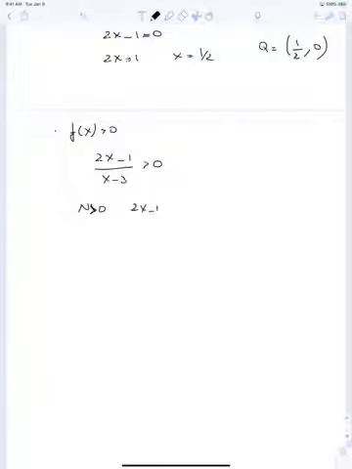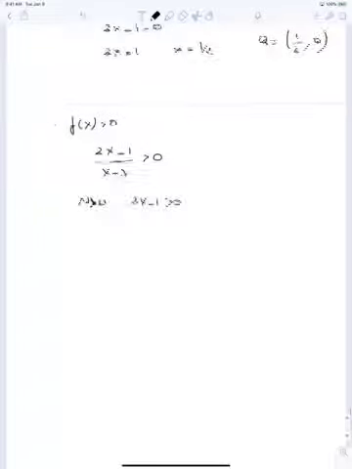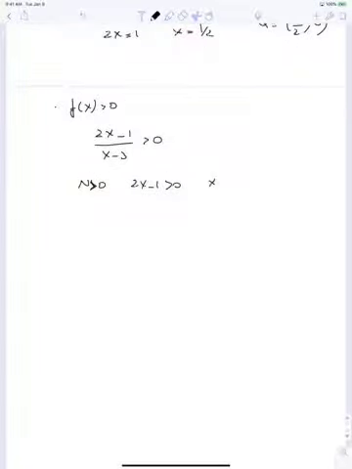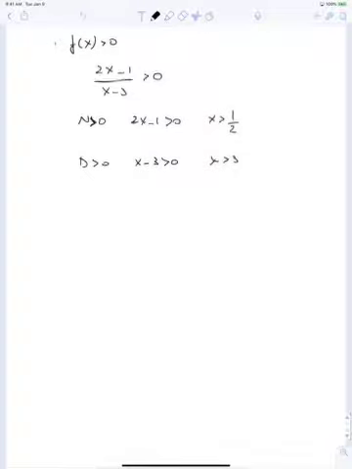So 2x minus 1 is greater than 0. Now it means that x is greater than 1 divided by 2. And then the denominator, it's x minus 3 greater than 0, which means x greater than 3. I'm going pretty fast because I think that this is pretty straightforward for many of you. So here we have the numerator. So 1 divided by 2 is on the left of 3.